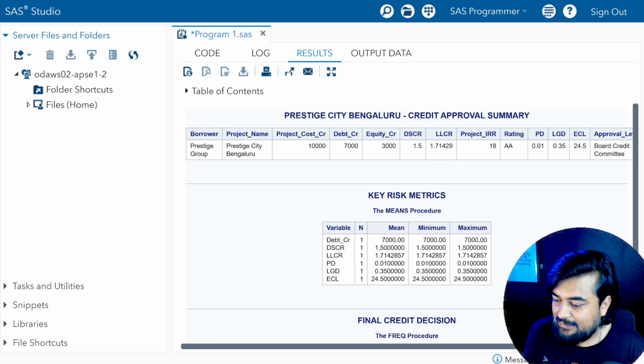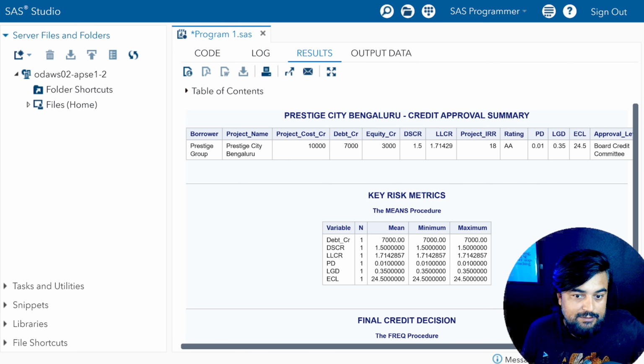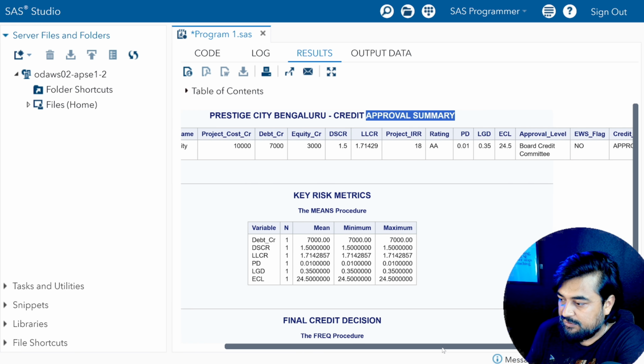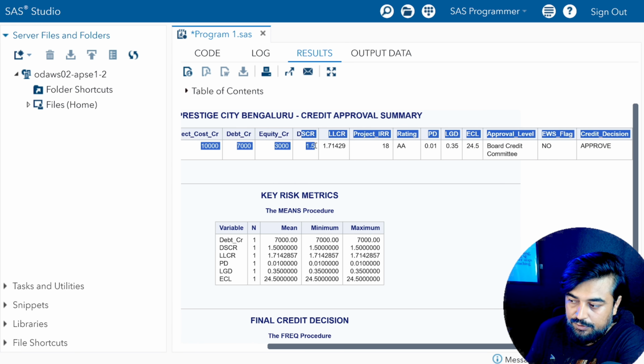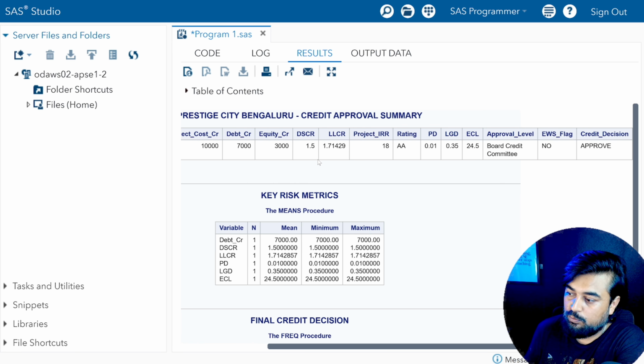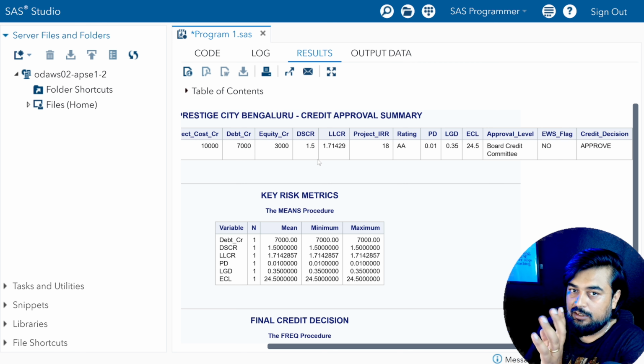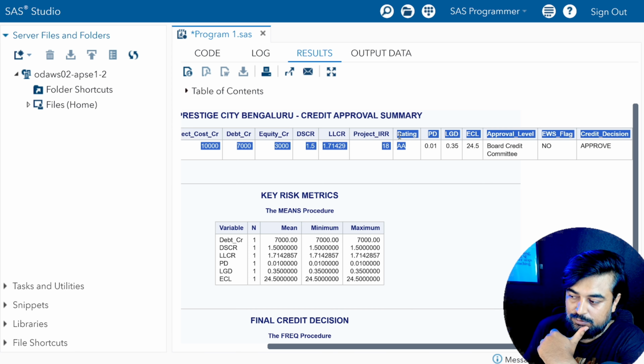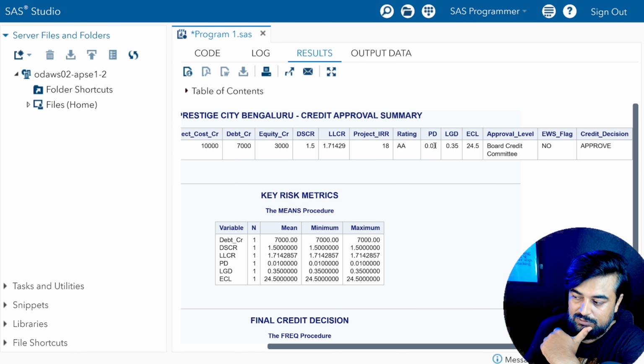So all of you can see the output is here. Now this output is pretty much self-explanatory, but let me decode the output for you guys. You can see the Prestige City Bangalore heading, approval summary. Now you can see DSCR is 1.5. It's huge. So the bank will be investing 1 rupee and they will be earning 1.5. That's a good projection. The minimum was 1.2. The rating for the customer is AA. PD is relatively low. LGD is also decent.